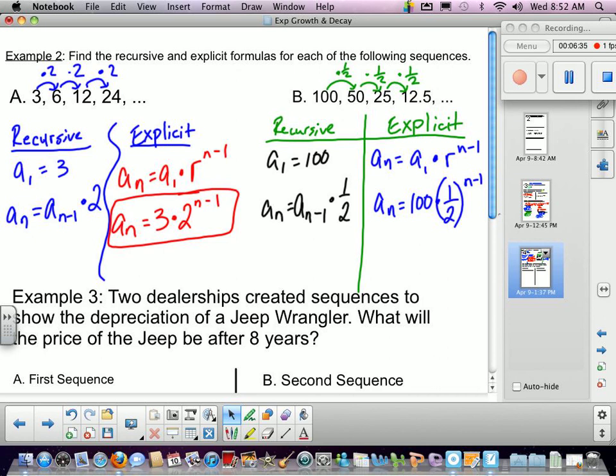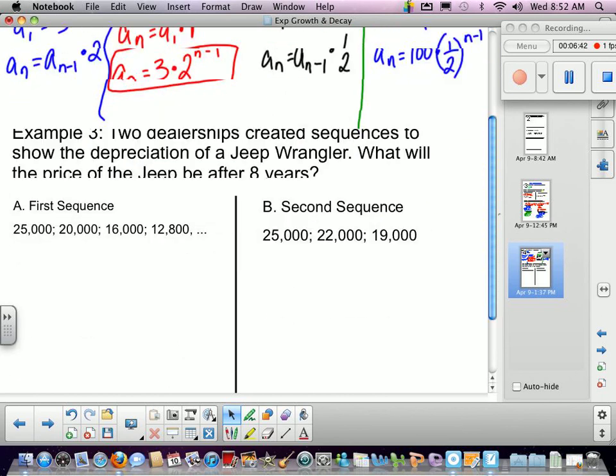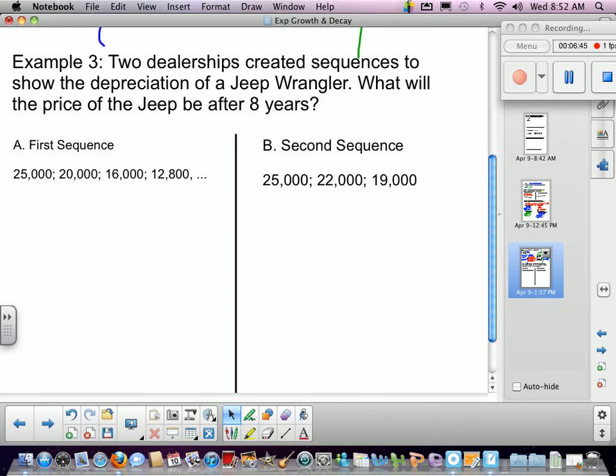All right, in example 3, 2 dealerships created sequences to show the depreciation of a Jeep Wrangler. What will the price of the Jeep be after 8 years? We've got the two sequences here. We're going to start out by trying to find the common ratio or difference and determine whether or not it is geometric or arithmetic.